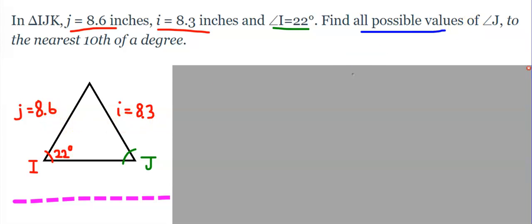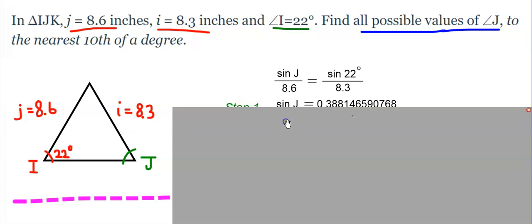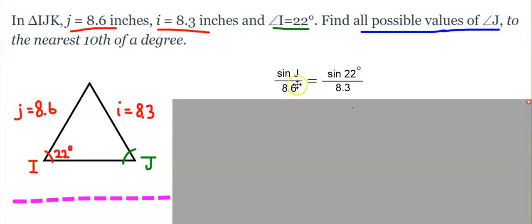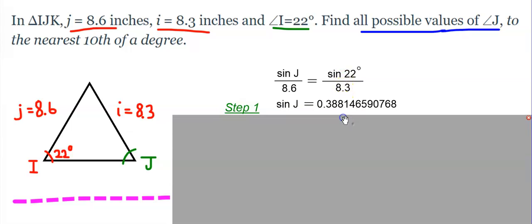Now, specifically, we're asked to find all the possible values of angle J, so that's what we're going to focus on. When you're solving these problems in general, the first step you always want to do is find the angle opposite from the side that you're given that is not a complete pair. So we set up our law of sines. J is what we're looking for, so sine J over 8.6 is equal to the complete pair of the sine of 22 over 8.3. You solve this by multiplying 8.6 on both sides.